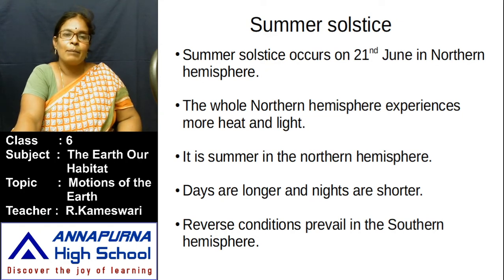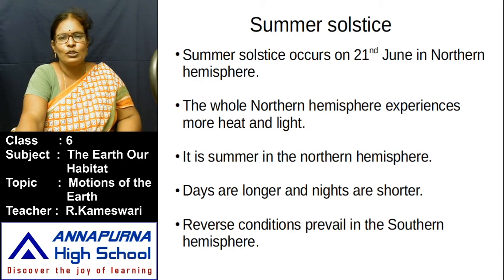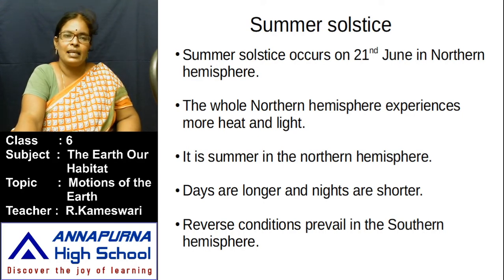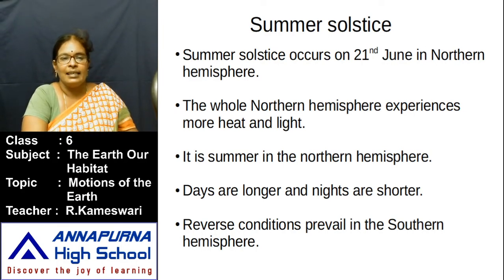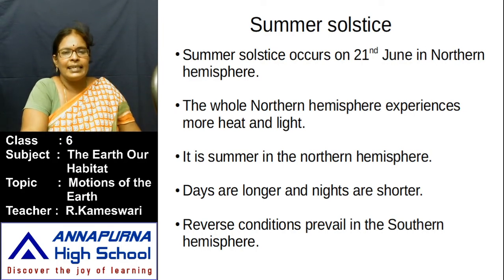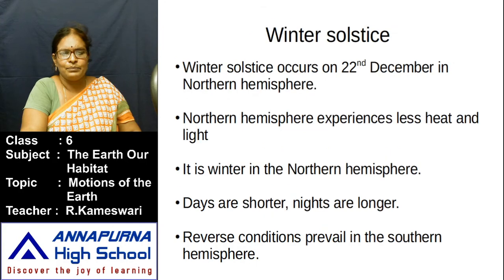Now, summer solstice. Summer solstice occurs on 21st June in the northern hemisphere. The whole northern hemisphere experiences more heat and light. It is summer in the northern hemisphere. Days are longer and nights are shorter. The reverse conditions prevail in the southern hemisphere.